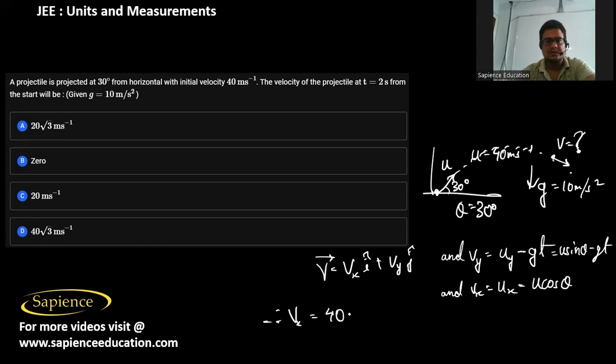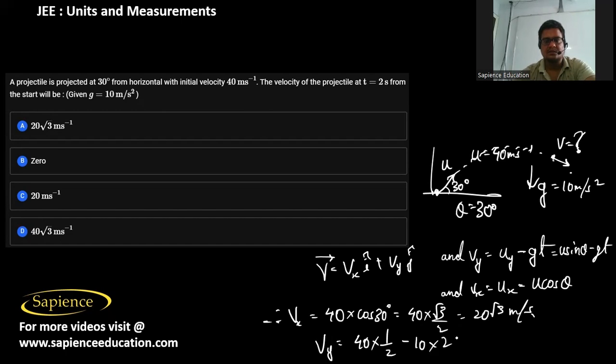That will be u cos theta. U is 40 into cos 30 degree. So that is 40 into root 3 by 2, that is equal to 20 root 3 meter per second. And vy is equal to u sine theta, which is 40 into sine 30, that is half, minus g, 10 into t, t is 2. So that is 20 minus 20, that is equal to 0 meter per second.